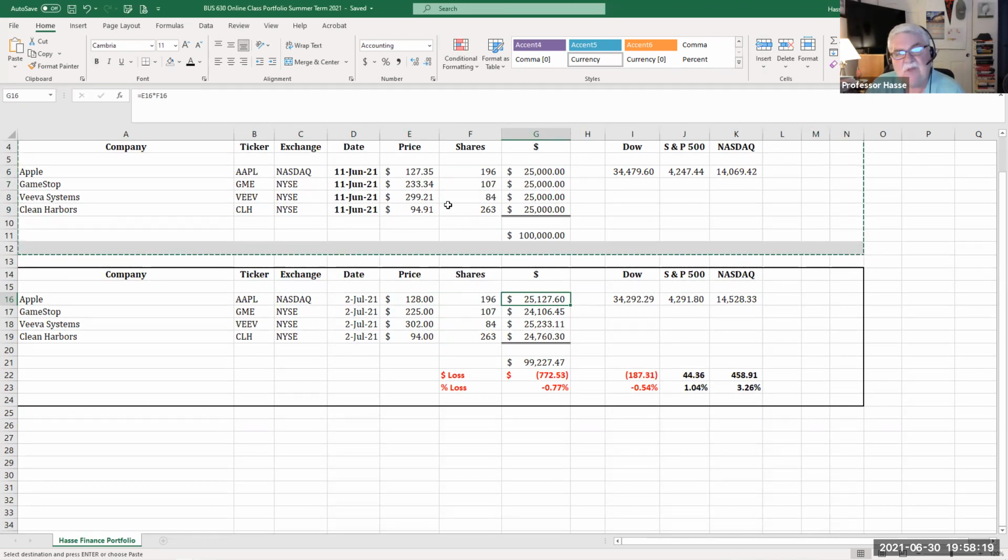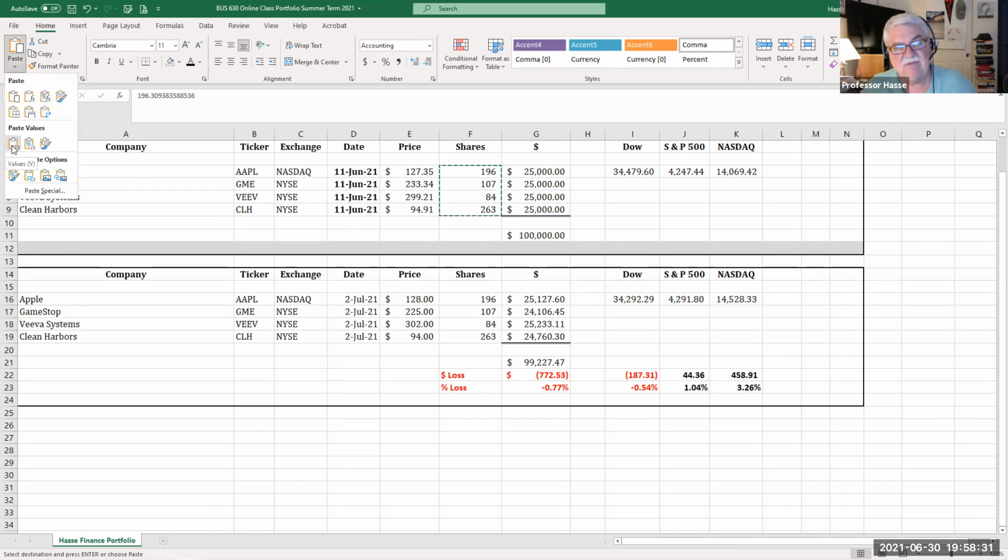So in order to do that, you have to take these shares in your original portfolio and copy them and come down here and paste them as values. Paste as values. You don't want the formula from last week down here because you're going to be putting in a new formula this week. So I paste them in values, and notice, here's Apple.